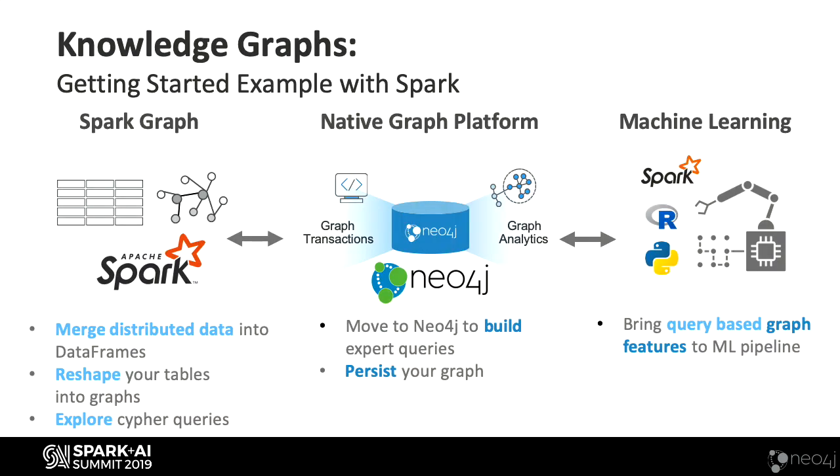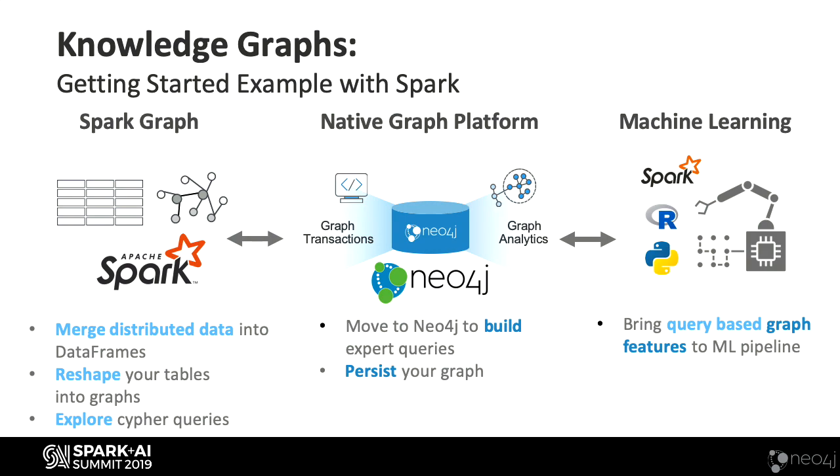How do you get started with Spark? The idea is that in Spark, you're going to start merging your distributed data together into a data frame, reshape that data frame into a graph, start exploring Cypher queries. So with Cypher and Apache Spark, you will be able to run those match person who knows person where that person churned in the last month and start seeing what does that tell me, what can I get out.